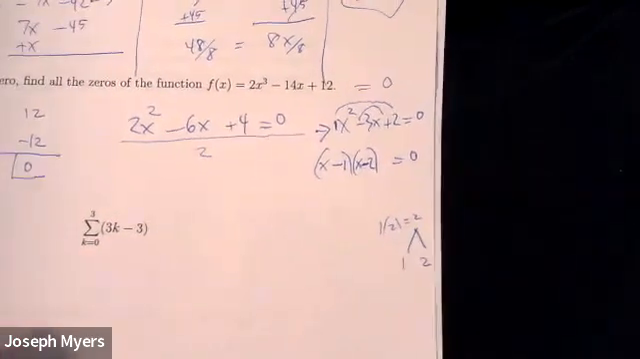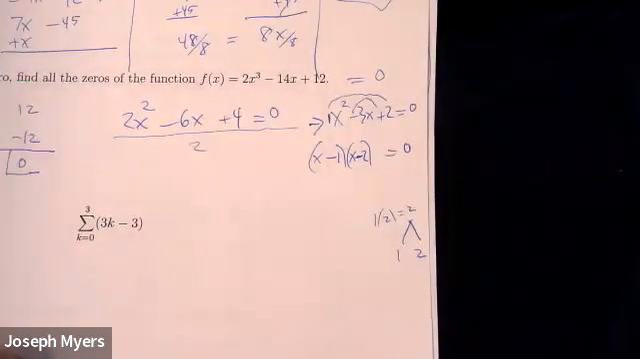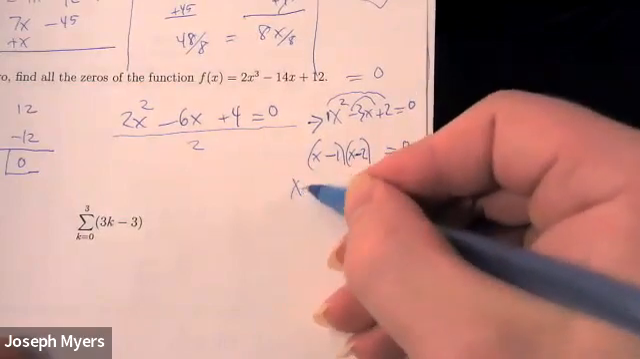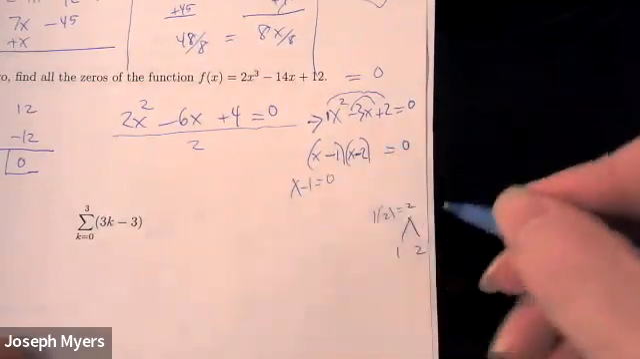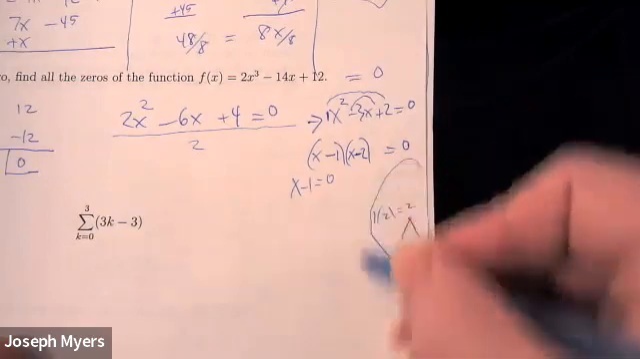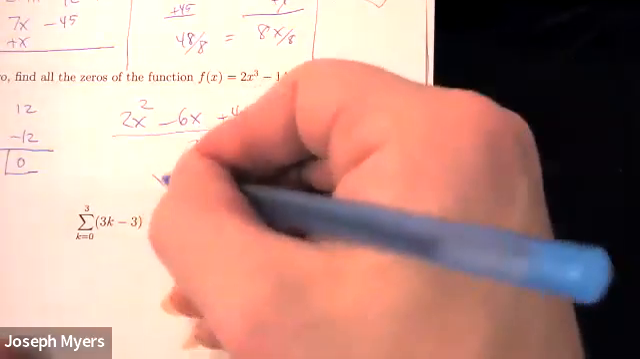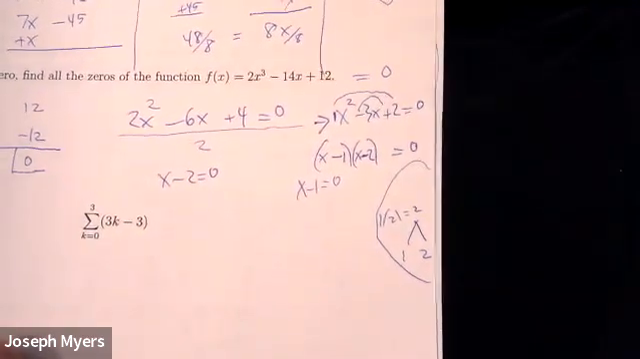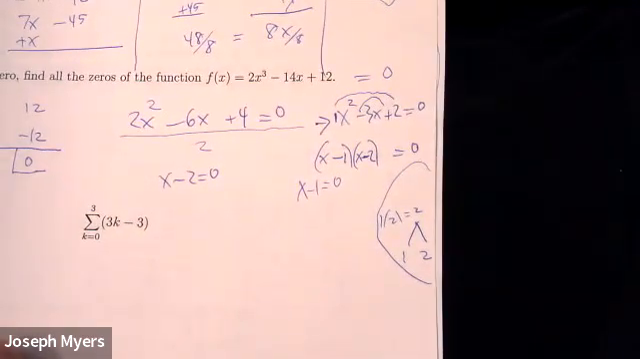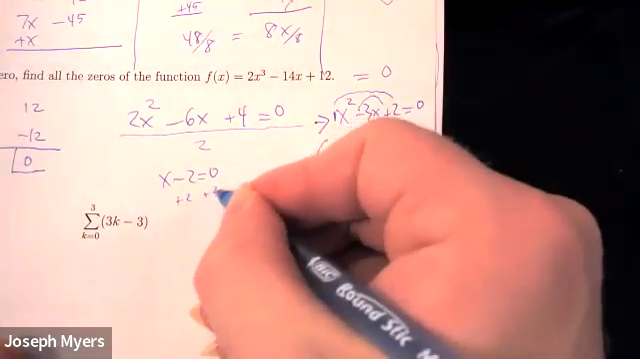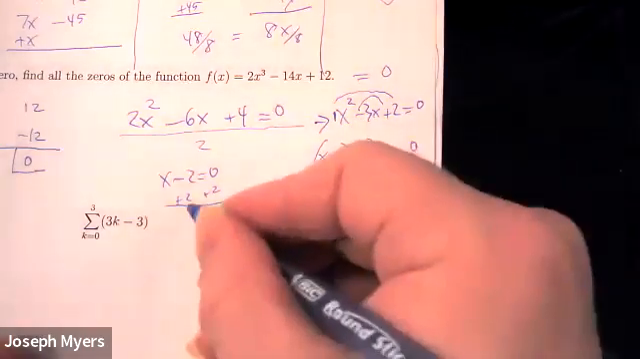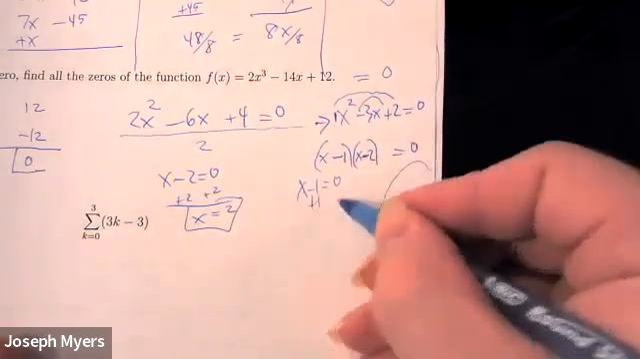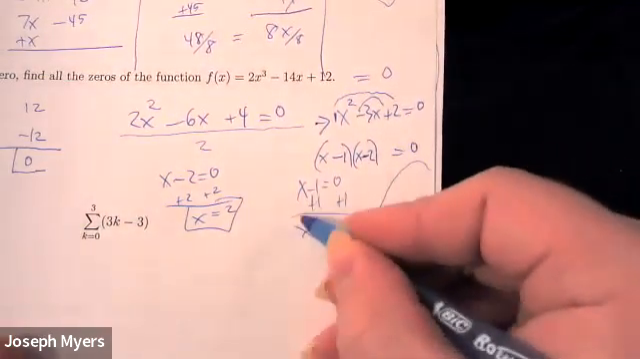And I still have to solve it. So how do I solve the equation x minus 1 times x minus 2 equals 0? Set them equal to 0. So x minus 1 equals 0. And then x minus 2 equals 0. So how do I solve those two equations? Add 2 to both sides. And you'll get x equals 2. Boom. Add 1 to both sides. And you'll get x equals 1.